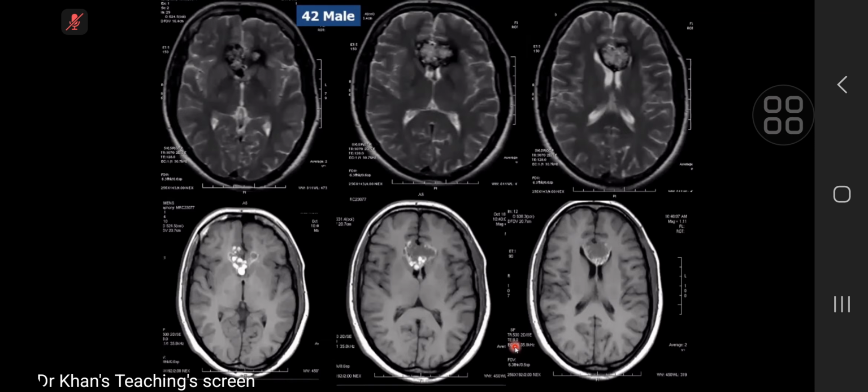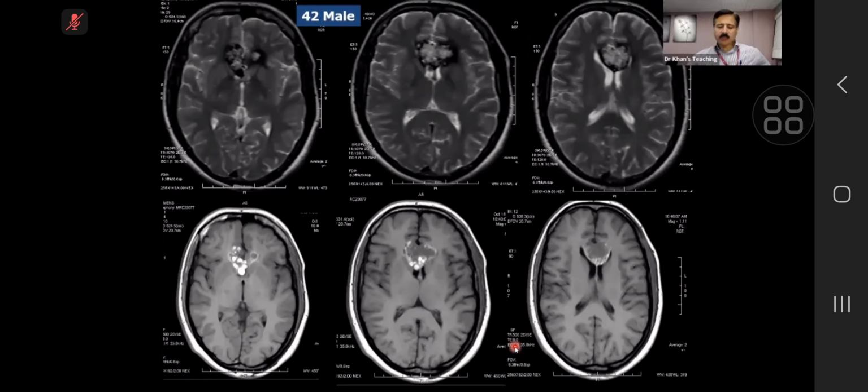The peripheral low T2 signal makes me think that this could be a cavernoma in the corpus callosum. Excellent. I'll take over because of the time factor. Well done. So you see here, this is a classical exam case.